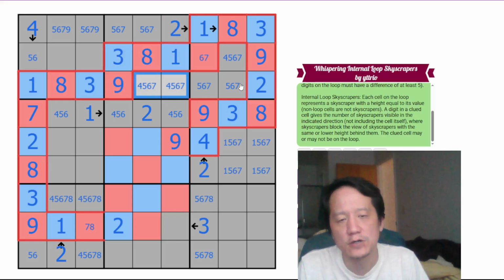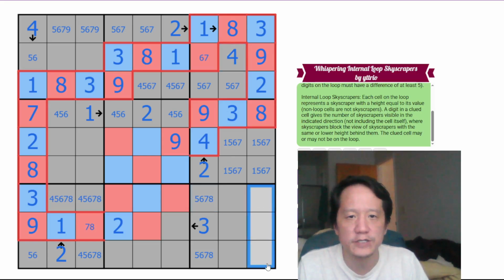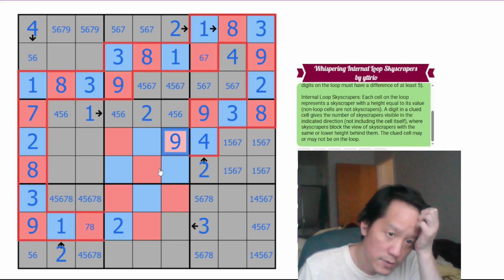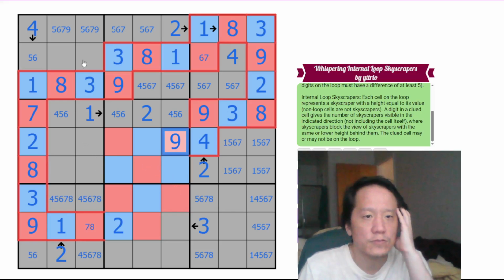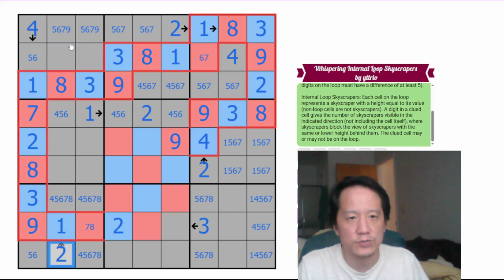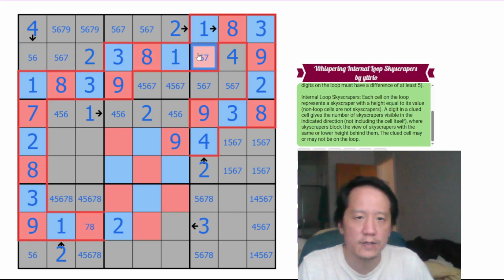4 can't be anywhere else on the loop, so it has to be here. Where is the 4 here? It has to be here. Remaining digits in column 9 are 1, 4, 5, 6, 7. But this can't be 1. Okay, so 9 is here and here. One of these is 2. The other one... This can't be 2 because of the 2 in the column. So this must be a 2 here. This is 5, 6, or 7 because that's the only digits remaining.